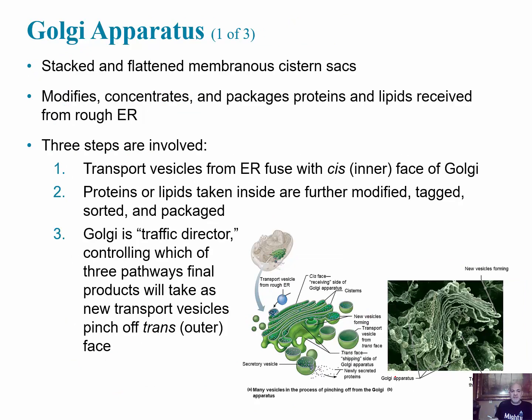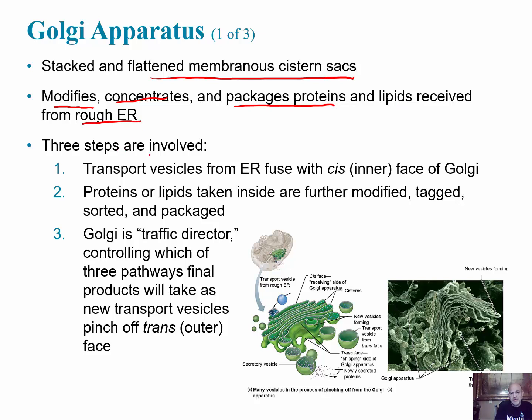Then we have the Golgi apparatus, and so when you look at diagrams of the cell, they would suggest that these flattened sacs are separate from the endoplasmic reticulum. So these are flat membranous cistern sacs, so again they have space within there. And the job of the Golgi apparatus, it modifies, concentrates, and repackages proteins and lipids that come from the endoplasmic reticulum.